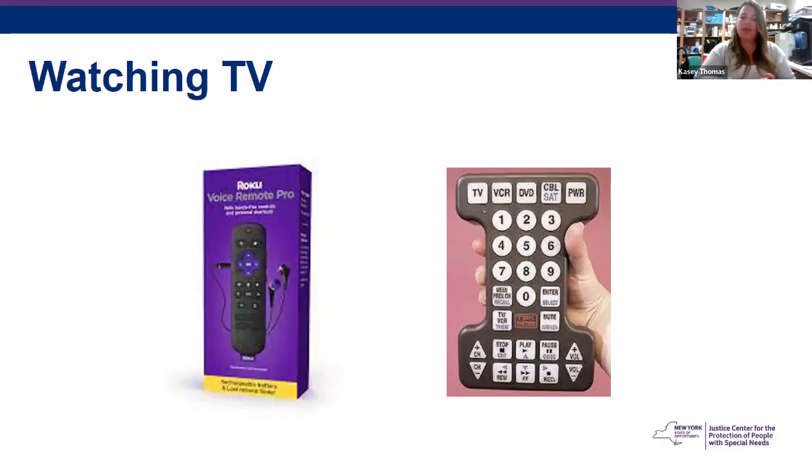The other option would be the picture on the right. And what that is, it's a typical remote. It's like a universal remote. So you can purchase this remote, and it has the wide handle, and you'll be able to see the buttons easier and manipulate it better if you don't have the dexterity for the littler buttons.